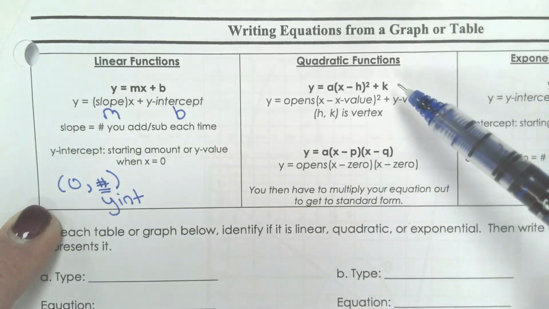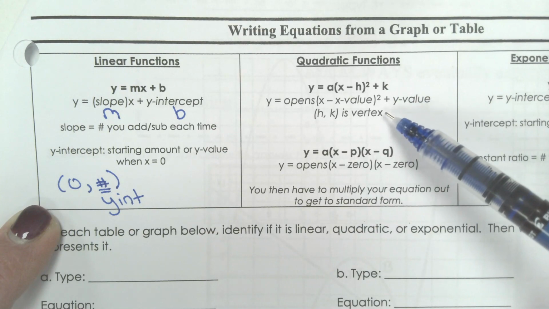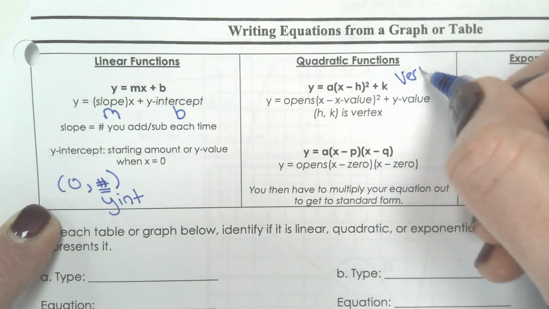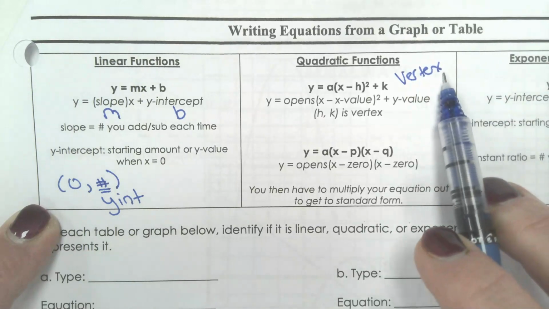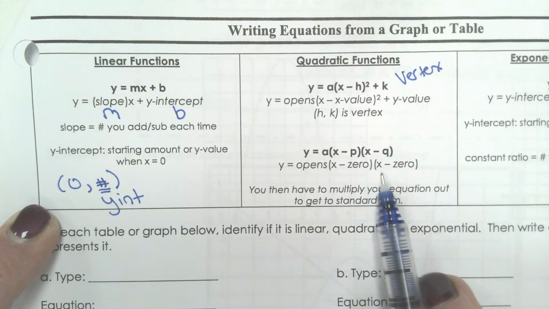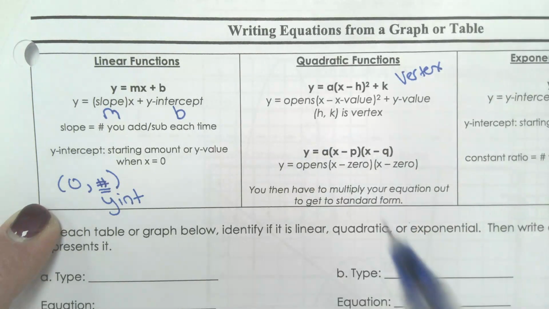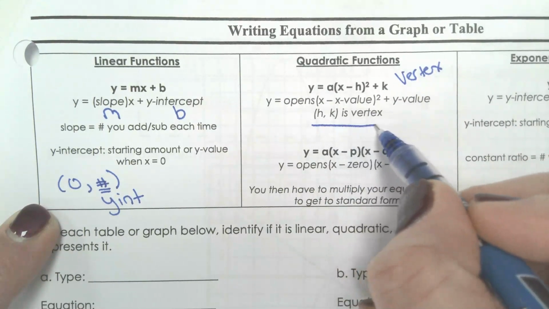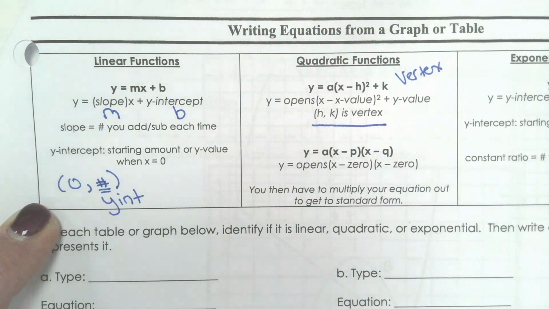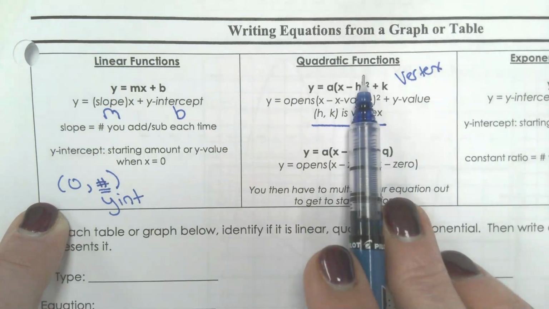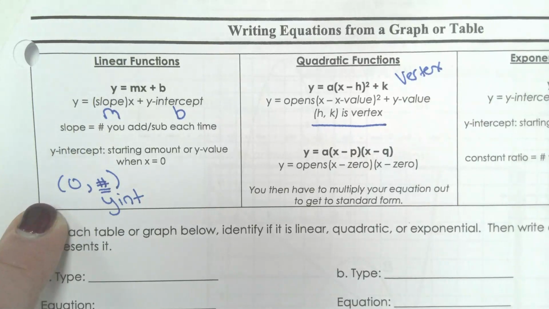Back in chapter 2, we did quadratics, and this top one here is called vertex form. We're going to deal with this more than intercept form, which is what we have going on here. So this says that your h and k is the vertex. So we're going to figure out the vertex, and then we're going to substitute it into that.